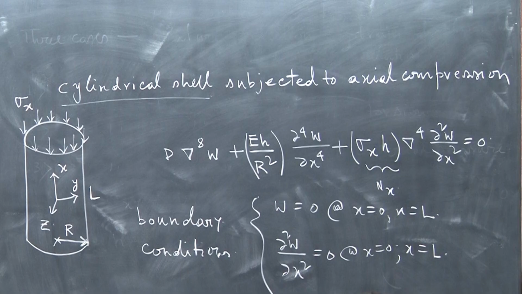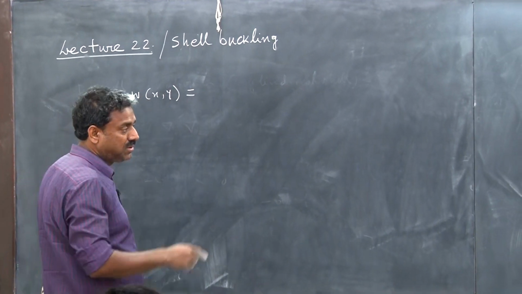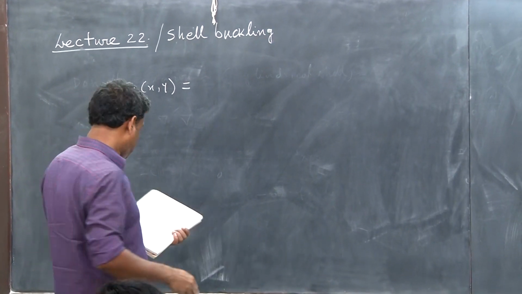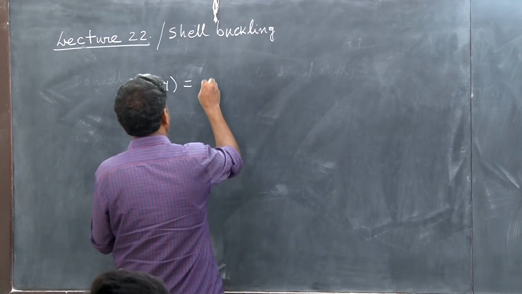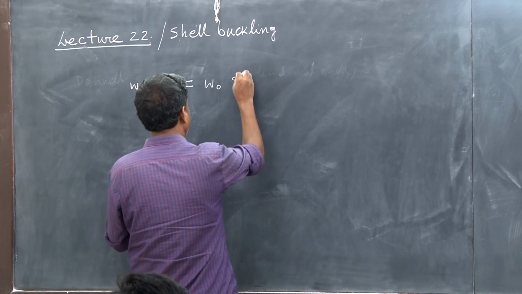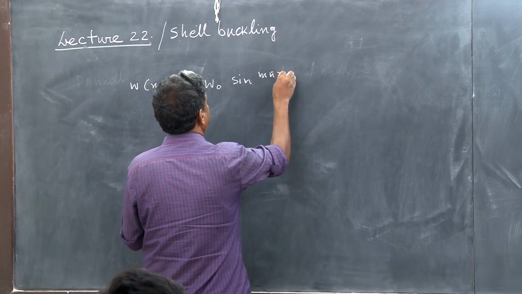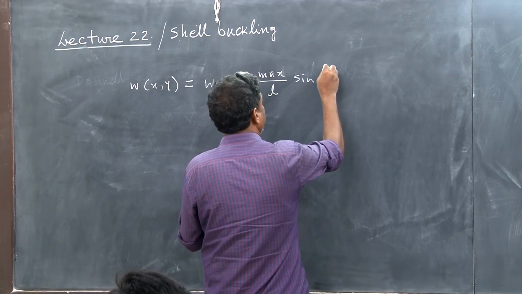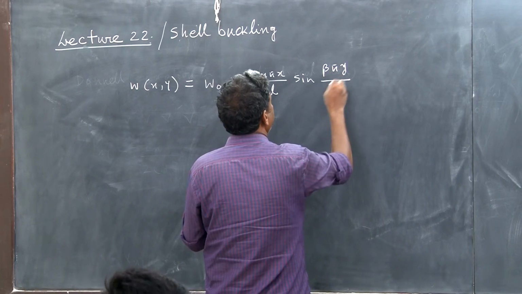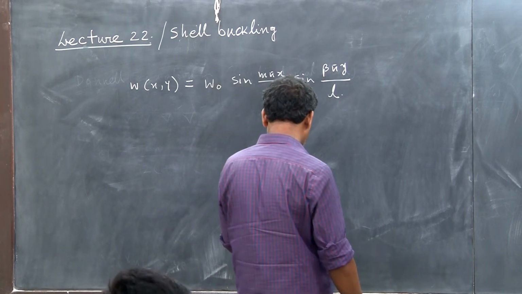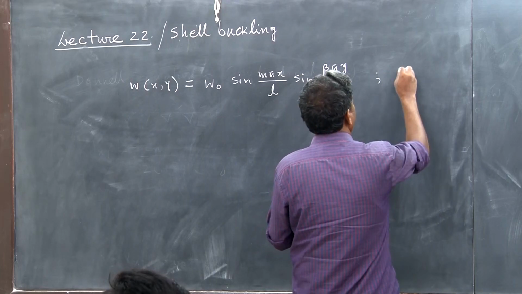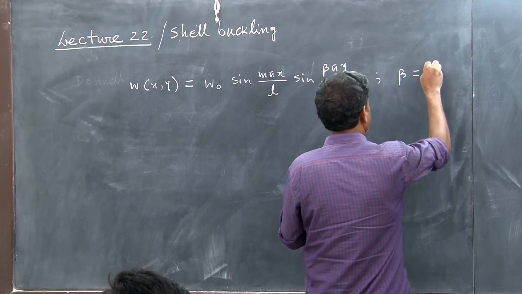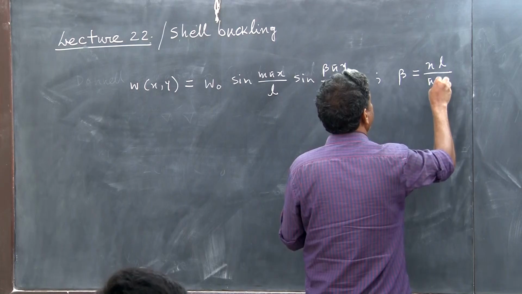Now we can assume the solution in terms of x and y, satisfying the boundary conditions. So we take W0 sin(m pi x upon L) sin(beta pi y upon L), where beta is equal to n L by pi r.